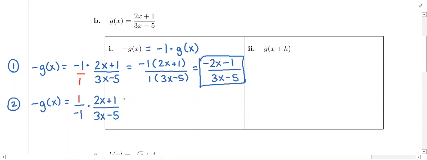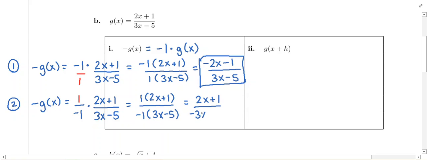So what can happen here is, again, when you multiply the fractions, you're going to multiply the numerators together. You would get 1 times 2x plus 1. And then you would multiply the denominators together. You'd get negative 1 times the quantity 3x minus 5. And in this situation, the numerator will stay the same. But now when we distribute that negative sign in the denominator, every term in the denominator will change signs. So this is actually an equivalent answer. This is also a correct answer for negative g of x.